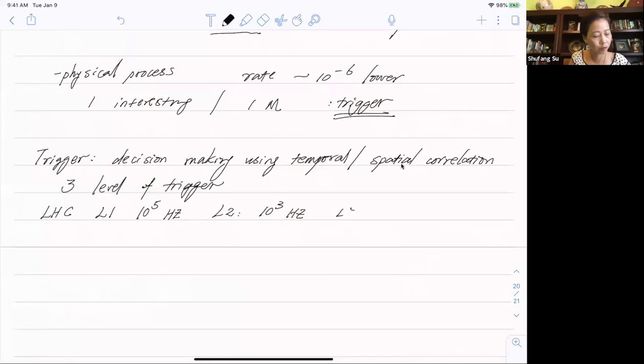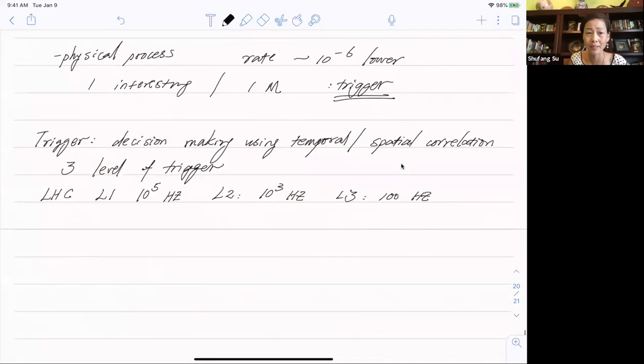And then the level three triggers, you first reduce to 100 events per second. That still seems like a lot, given that each event takes 1 megabyte of data. But given the huge detector we have and the very advanced electronics, that's actually good enough. So you greatly reduce it by trigger, by 10 to the seventh orders of magnitude.